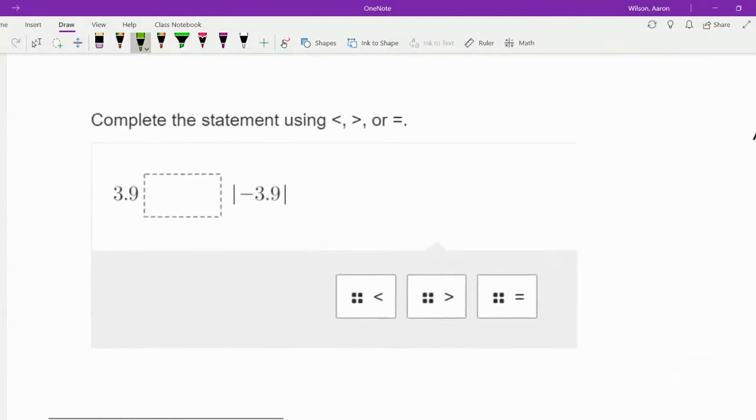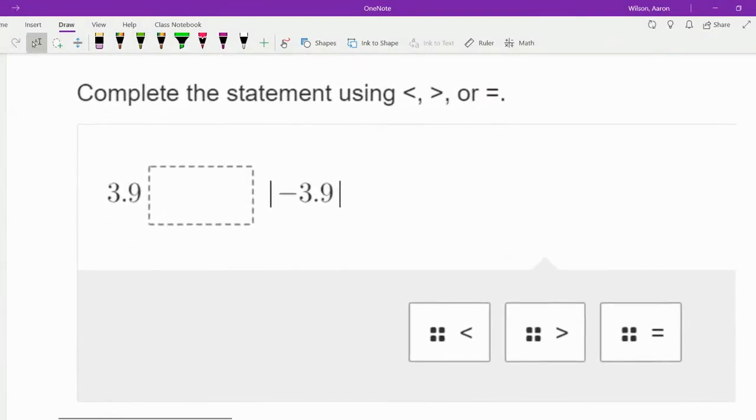Let's go ahead and do one more. This one reads, complete the statement using less than, greater than, or equal to. Remember, the first one is your less than symbol. That right there is your greater than symbol. And then, of course, the last one is equal to.